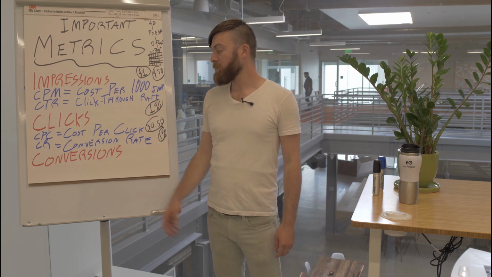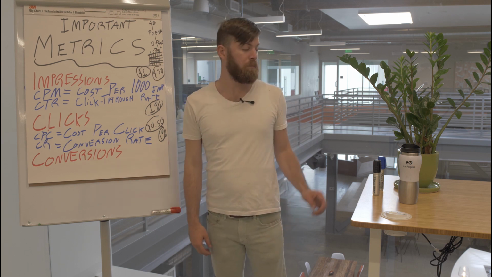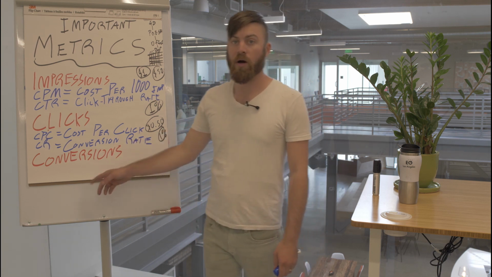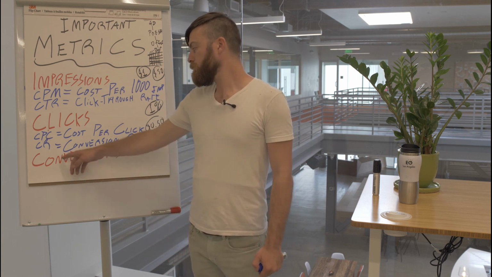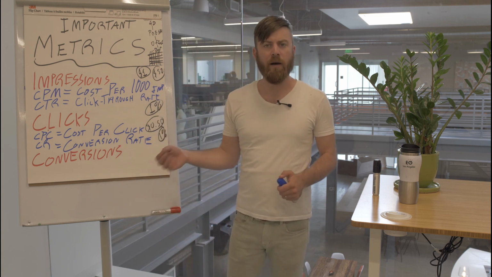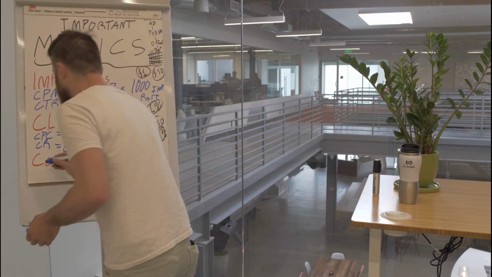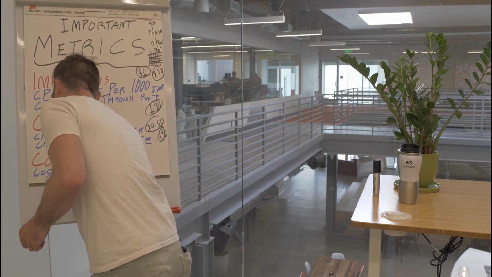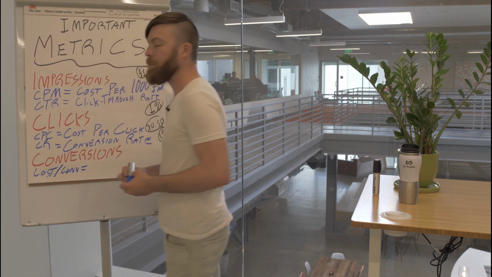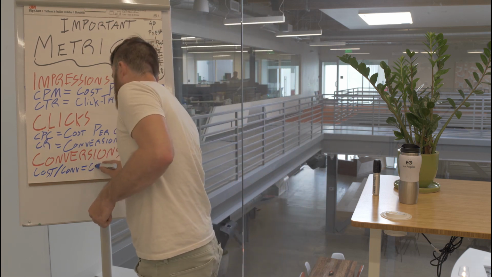So beyond that, those are basically your metrics. You could go beyond that. You could say cost per conversion. You could basically say, okay, how much does it cost you to get each conversion? And that means your cost per conversion. So let's just write that here.